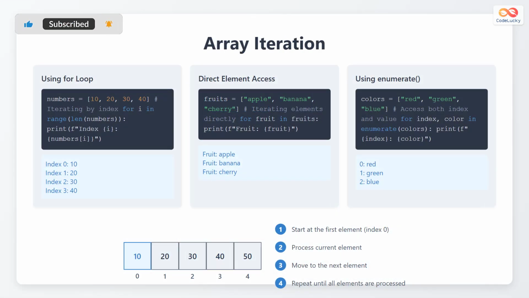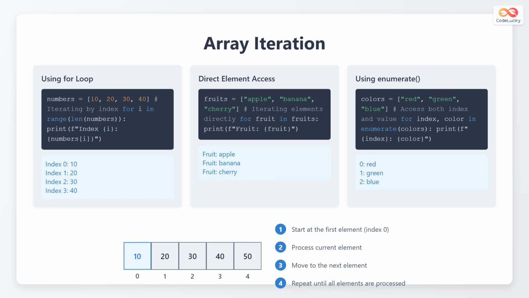Array iteration involves going through each element in the array to perform some operation. There are several ways to do this. The first is by using a for loop. You can iterate by index, using a for loop with the range function and the length of the array. This way you access each element via its index. The second is direct element access, where you can iterate directly over the elements in the array without using indices.